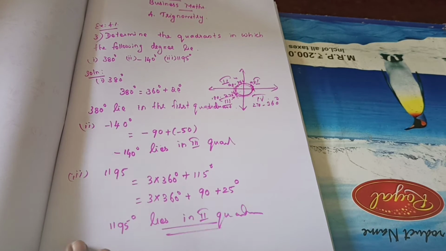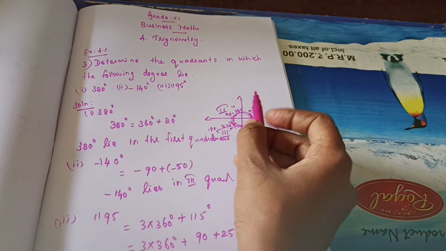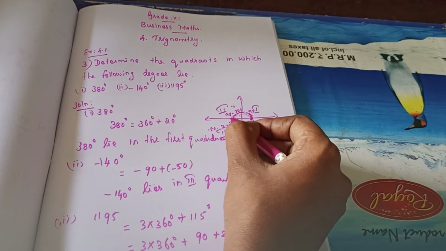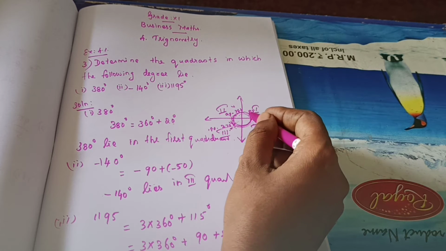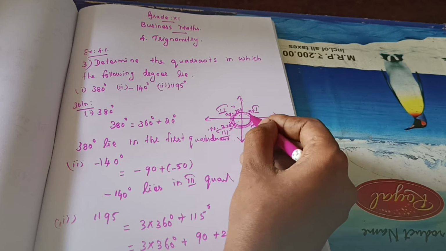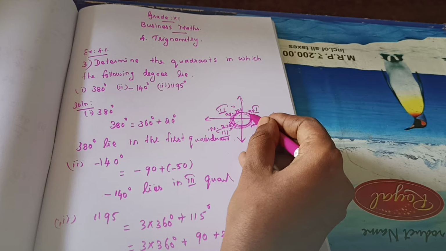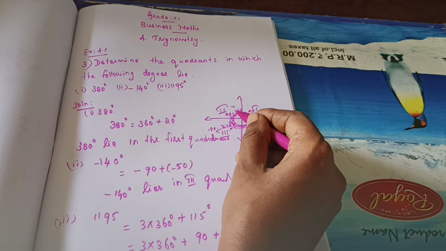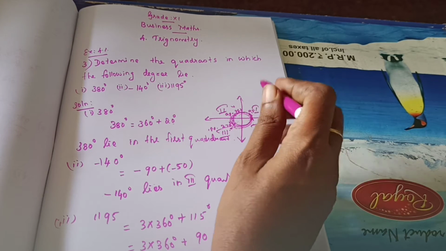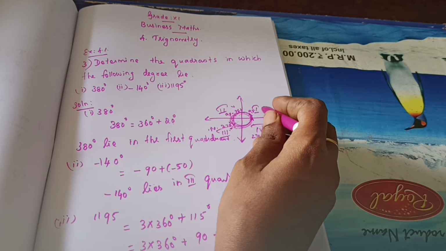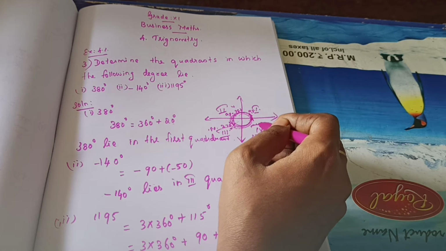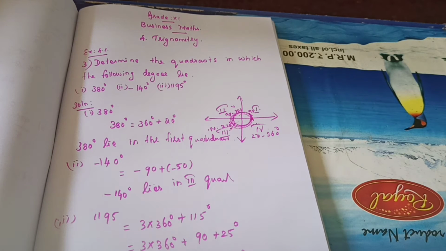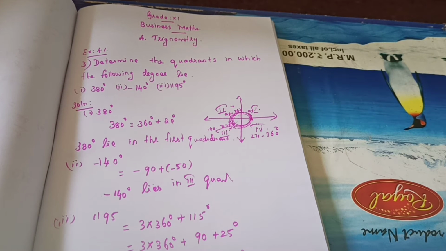Understand students? Very easy. So how will you move? From here to here it will be 90, 90 to 180, 180 to 270, 270 to 360, one revolution. So 3 revolutions means 1, 2, 3. Again 115 you need to add, so from here to here, again 25. Negative means if it is minus 90, here it is 90 degree, but minus means it will come here. Understand students? Okay. Got it? Let's move to the next problem.